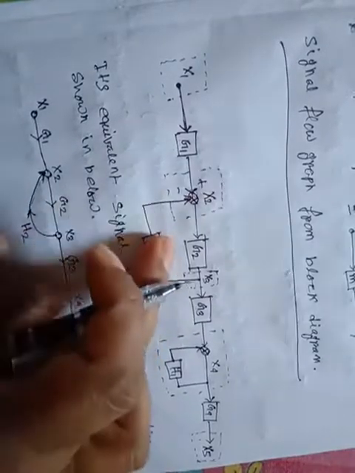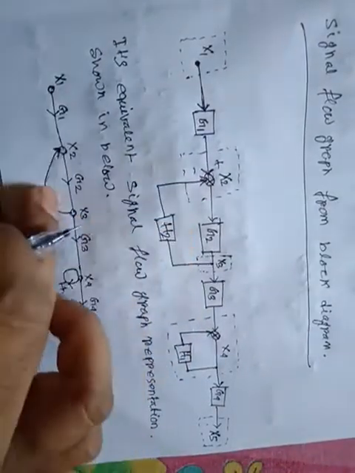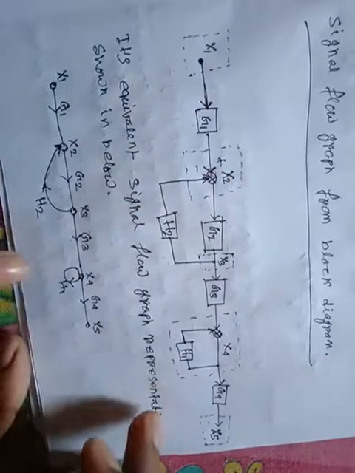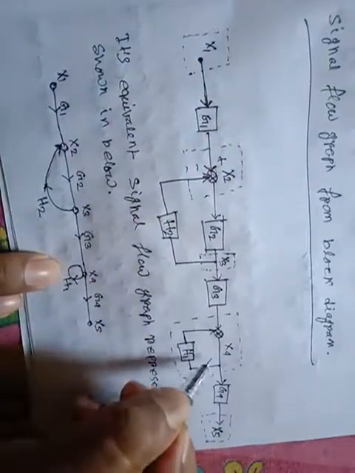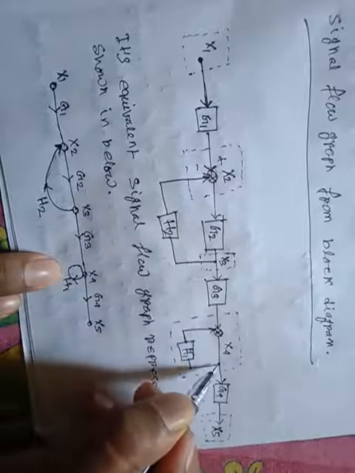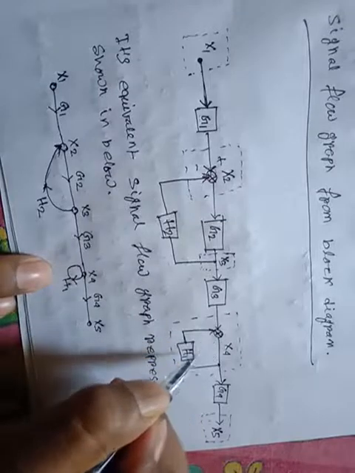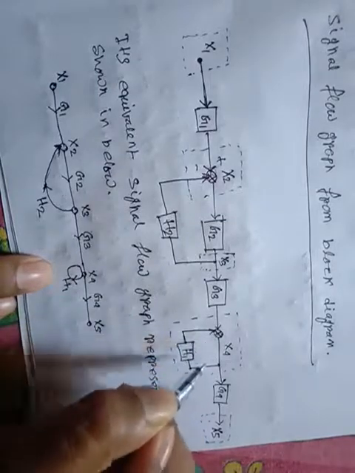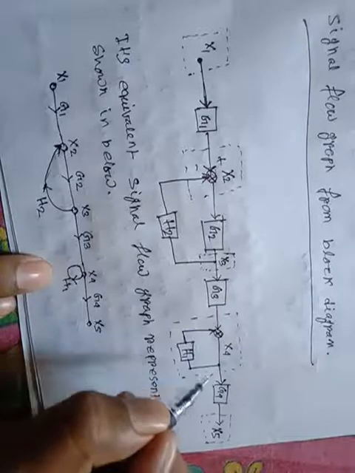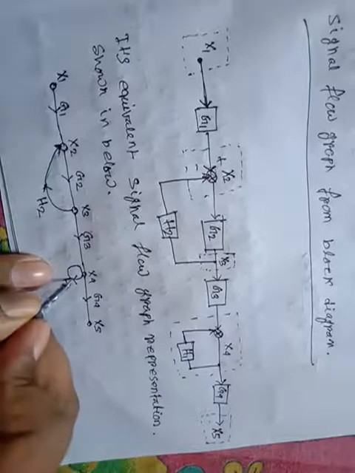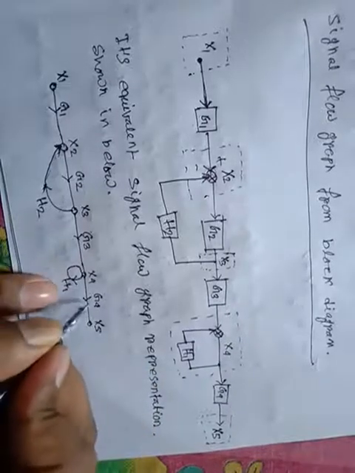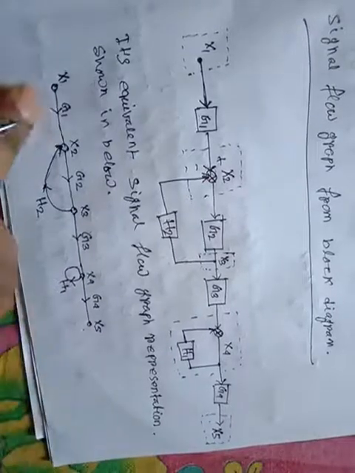The block diagram and signal flow graph are equivalent. This portion and this portion are equal. Here, between the summing point and takeoff point there is no transfer function, so there is a self loop. It is called a self loop because there is no transfer function. The feedback elements are h1 and g4, the output is x5. This is the signal flow graph of the block diagram.